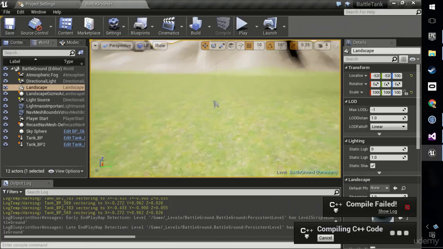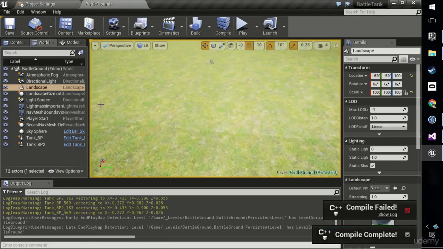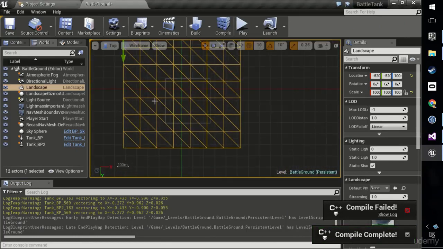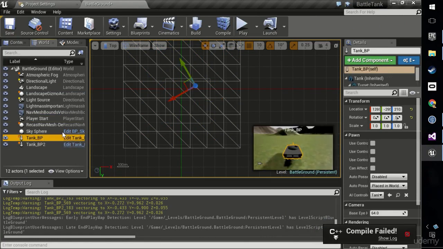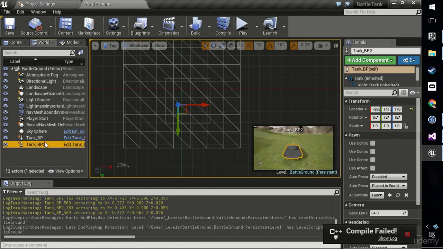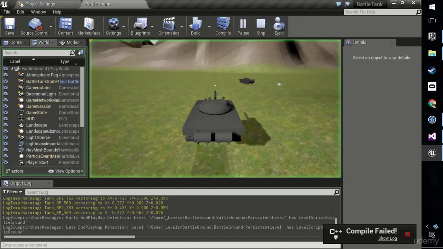And then let's get ourselves some AI tanks in a position that we can deal with. So let's go to the top perspective. Just remind ourselves where the player start is. Great. It's there. Where's tank BP1? Not that close to us. Let's move it a bit closer. And tank BP2. Okay, let's have a look then.